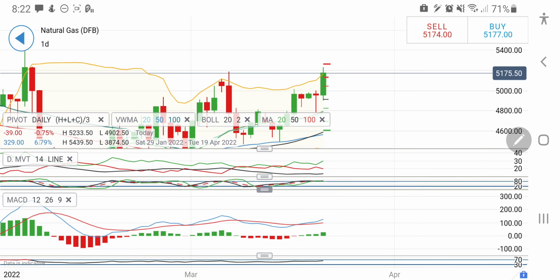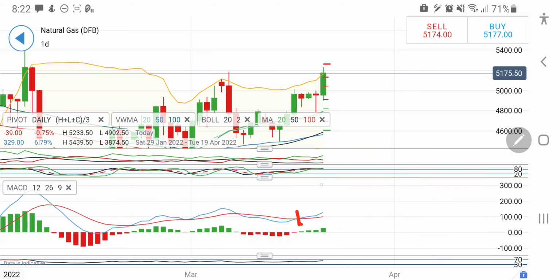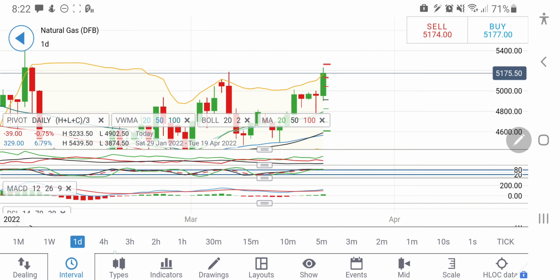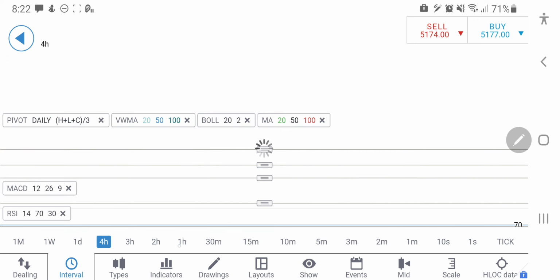However, I expect it to resume the bullishness still. On the MACD, it has crossed over and widened divergence, so possibly you can expect it to resume the bull again. And on the RSI, it is comfortable.